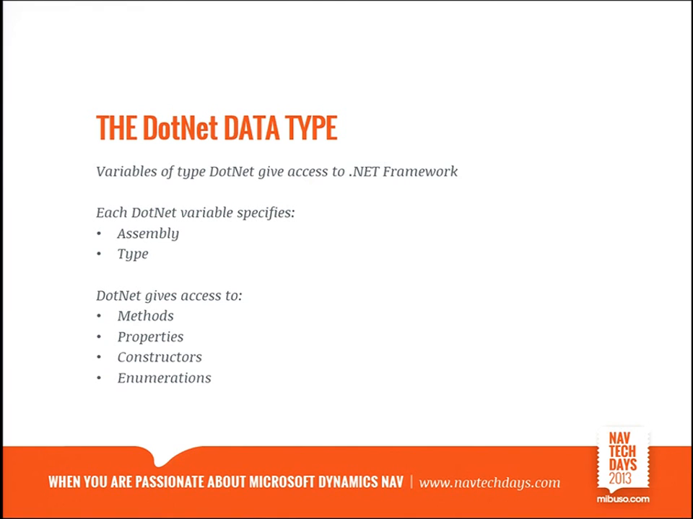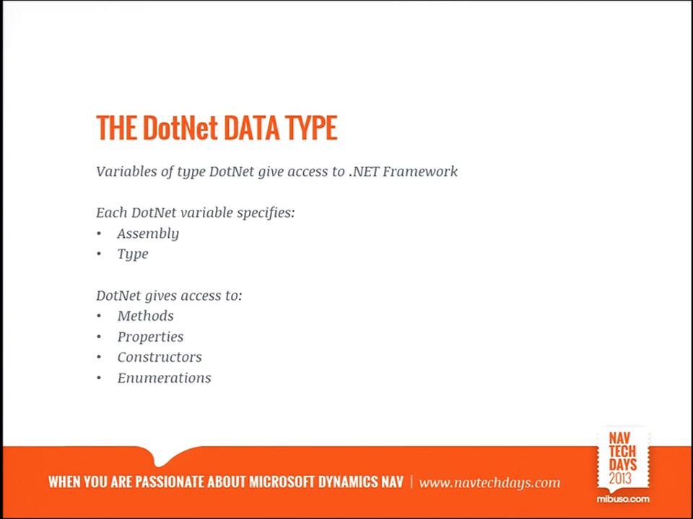DLLs are nothing but collections of types. The types are similar to what we know as code units. If you are unfamiliar with how object-oriented development works in .NET, then a type is closest to what we call a code unit in CAL. A type includes functionality. There are many different types of types. The most common ones that we use are classes and interfaces.